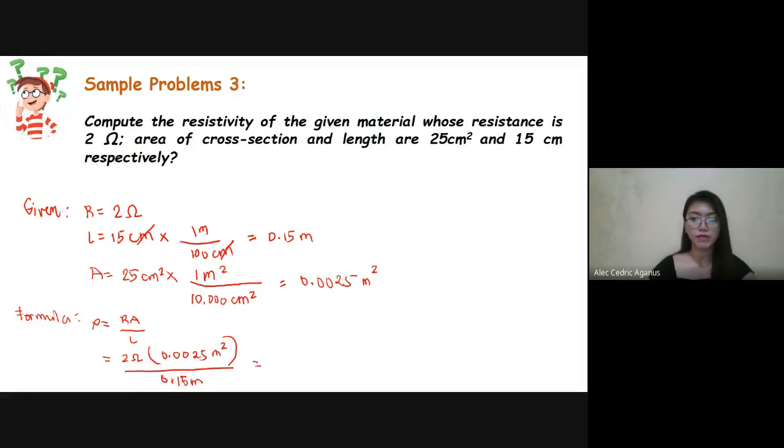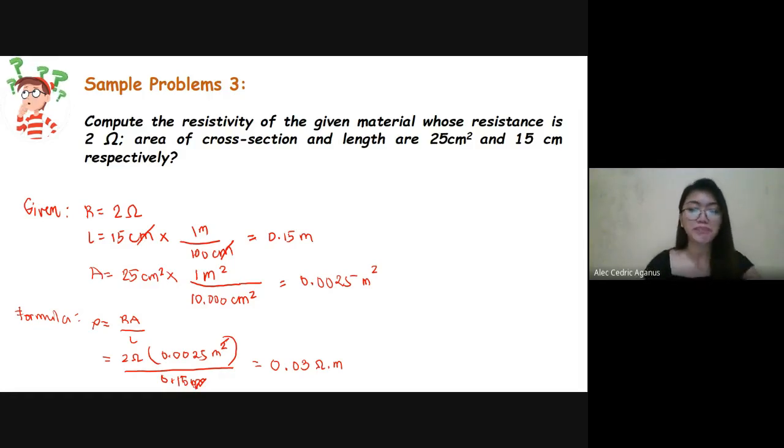Compute using your calculator. We have 2 times 0.0025 divided by 0.15. Okay, we have 0.03 ohm meter. Don't forget to cancel your units, meter to meter. So the final answer is 0.03 ohm meter.